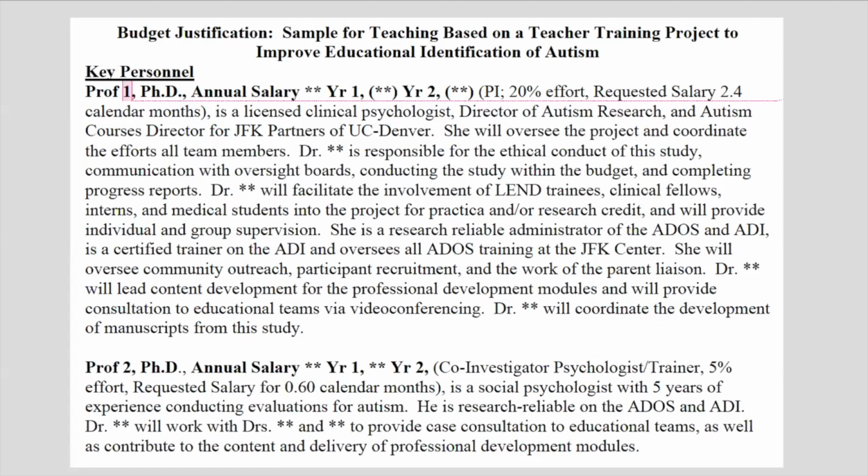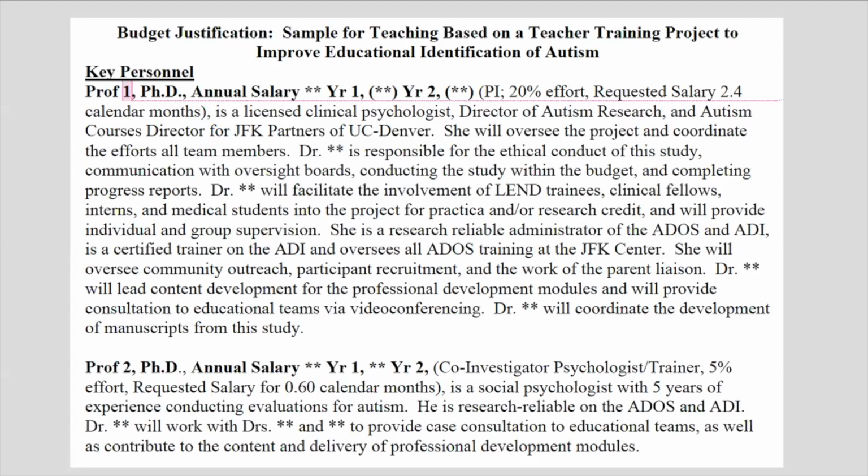So Professor 1, who's a PhD, annual salary would be listed there with the hope that there's a raise. It's listed again for year 2. And then the role. This person is PI, spending 20% of their effort, requesting salary for 2.4 calendar months, which is just another way of saying 20% effort.